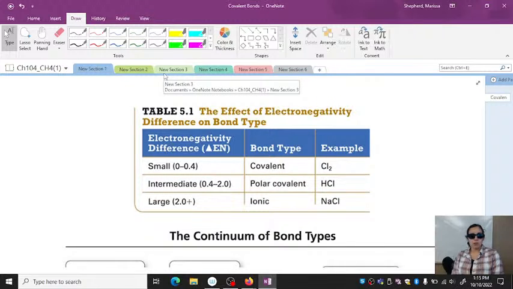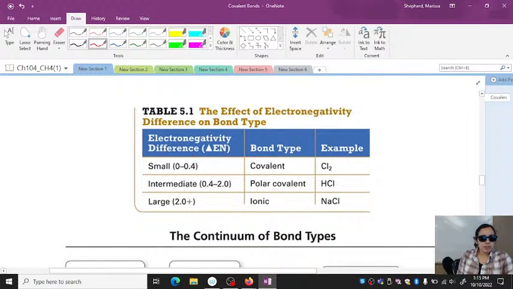But then we can roughly predict the bond. And again, this is just a general guideline, but we can say that if we have a small difference in electronegativity, for example, with chlorine, bromine, fluorine, where it's the same, or other elements that may be really similar, then you have what's called a pure covalent bond. You just take the difference, and if it's less than 0.4, you generally consider that a covalent bond. And once it's greater than 0.4, that's considered a polar covalent bond.